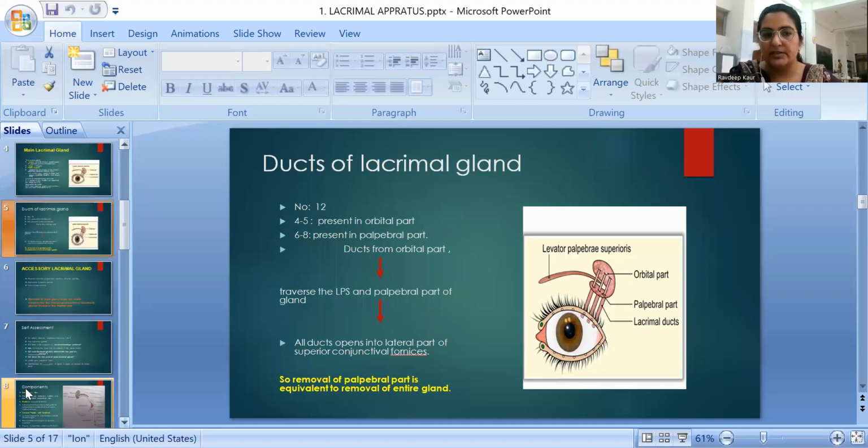Now, the ducts of the lacrimal gland. Basically, we have 12 ducts. Out of that, 4 to 5 are present in the orbital part and 6 to 8 are present in the palpebral part. Ducts from the orbital part traverse the LPS muscle and the palpebral part of the gland. Then all the ducts open into the lateral part of the superior conjunctival fornix. So, the removal of the palpebral part is equivalent to the removal of the entire gland.